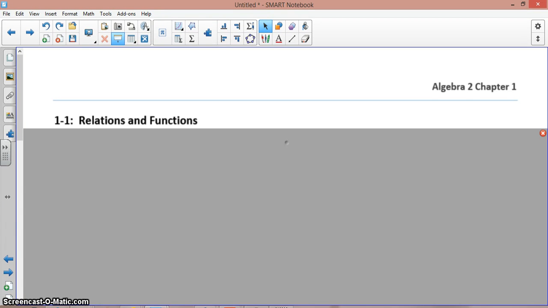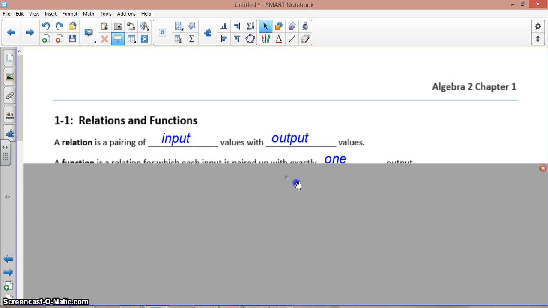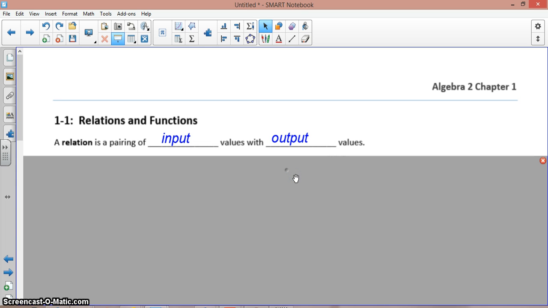Well, hello there. Today we're going to learn about functions and relations. We're going to start chapter 1 today, and that's our first section, relations and functions. So we're going to start off with some definitions.